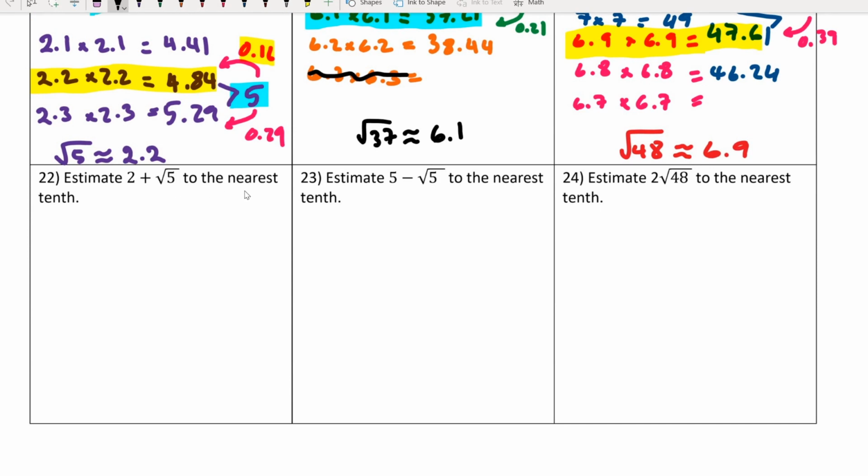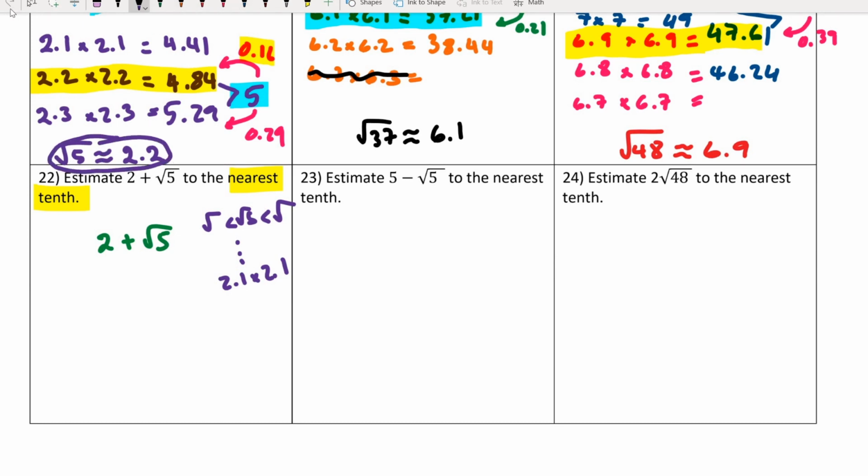Alright, number 22. Estimate 2 plus the square root of 5 to the nearest tenth. Okay, what is 2 plus the square root of 5? We need to solve the square root of 5 to the nearest tenth. What is 2? A perfect square number. And then we solve it through, 2.1 times 2.1. Remember that? Which we already did earlier.